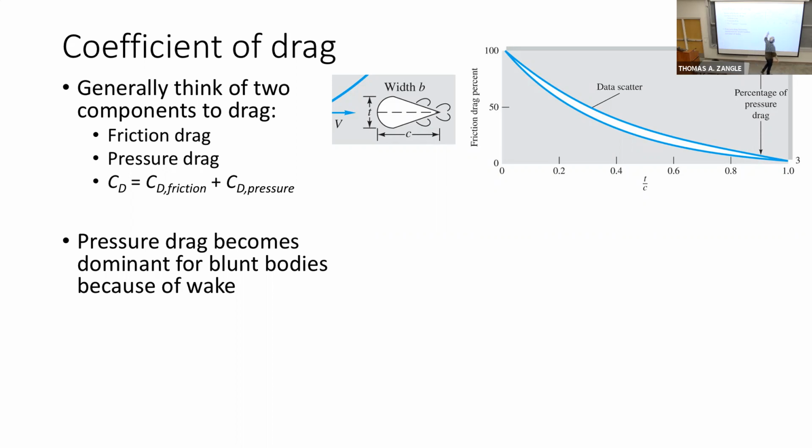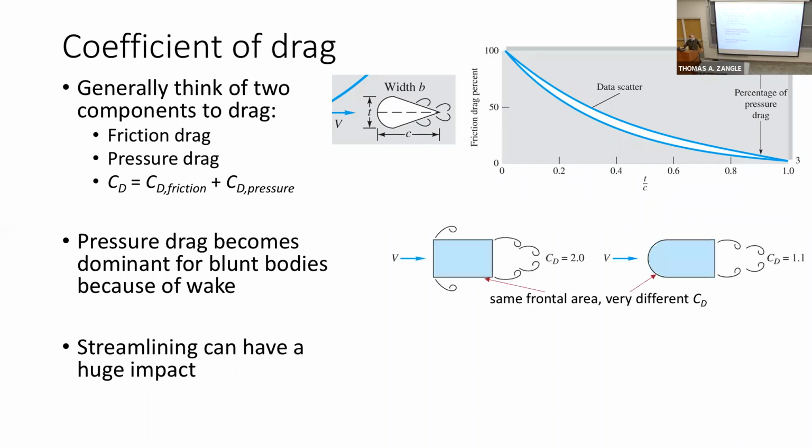Anyway, so you can see that as we get to objects like this, this just goes to T over C of 1, right? And at that point, most of the drag is pressure drag. So the sphere, it's a different shape at the back, the T over C is roughly 1, and most of the drag is pressure drag. It wouldn't have exactly the same shape. So this means that streamlining can have a huge impact on drag coefficients.